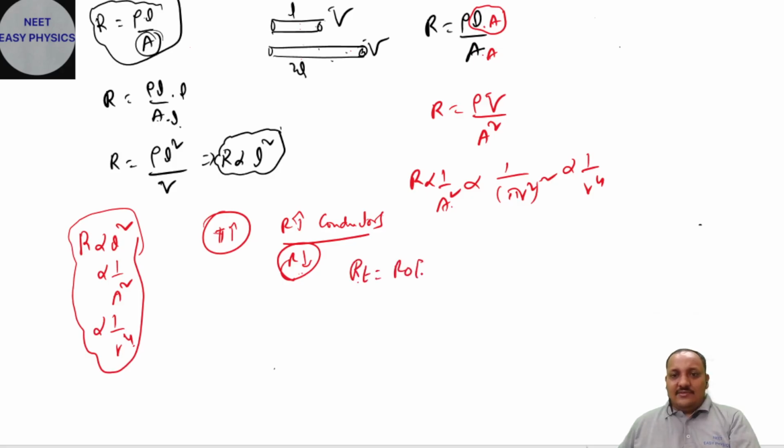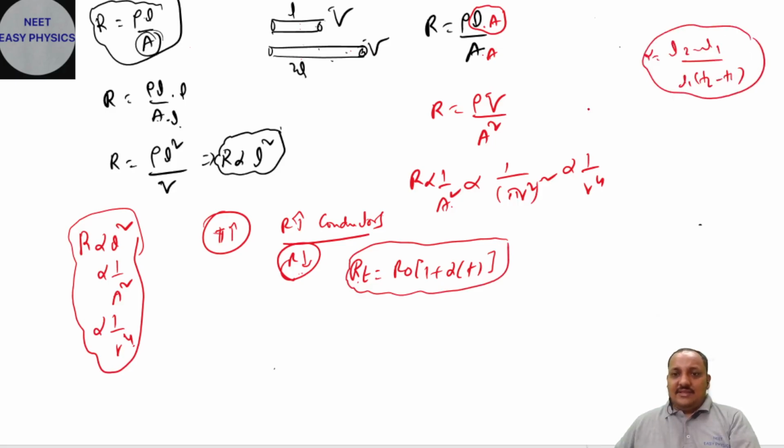R_T is equal to R naught into 1 plus alpha T. Like the coefficient of linear expansion in first year, alpha is equal to L2 minus L1 by L1 into T2 minus T1. Same like this, you will write this equation, where alpha is nothing but the temperature coefficient of resistance. So this is how resistance is going to be varied with this equation.